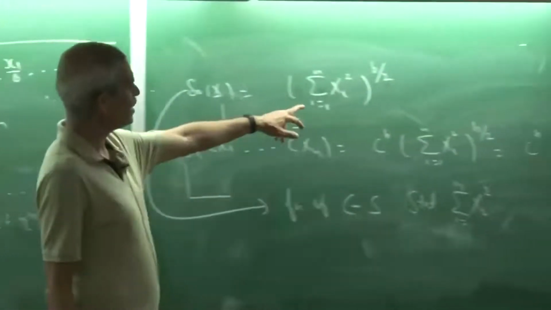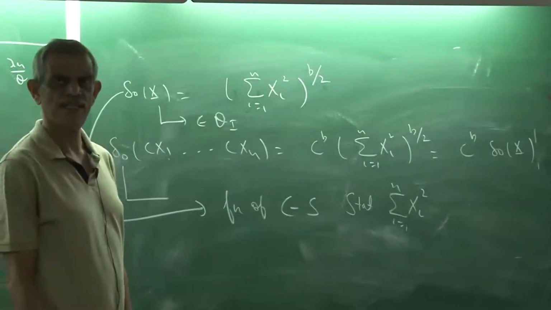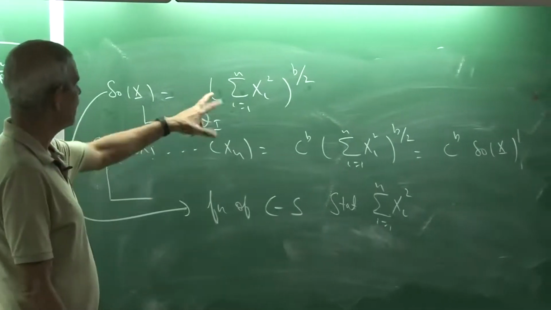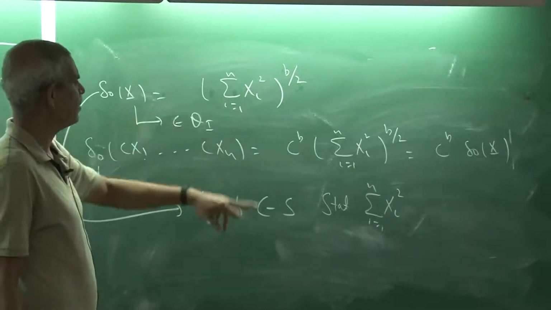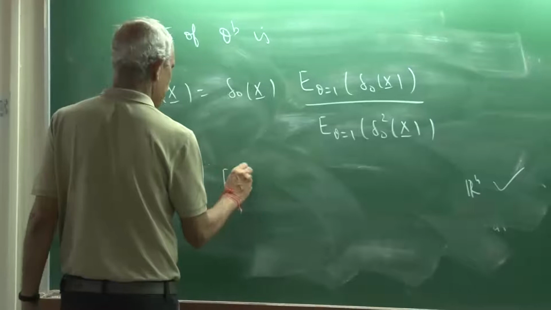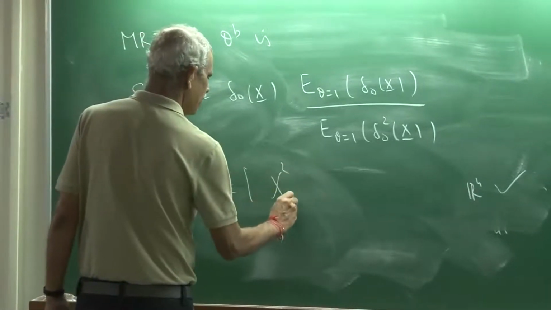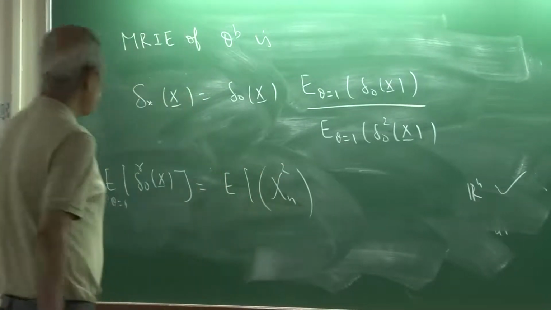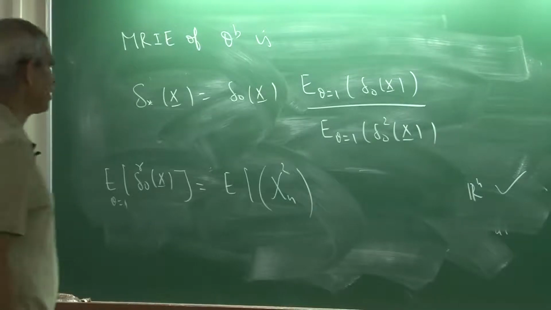Now note that under theta equal to 1, summation xi square has a chi square distribution on n degrees of freedom. So delta naught of x is nothing but chi square on n to the power b by 2. So this would become the expected value of chi square n to the power b by 2 times r, so it becomes b r by 2.